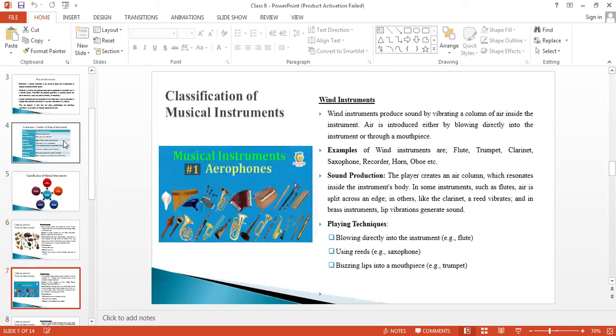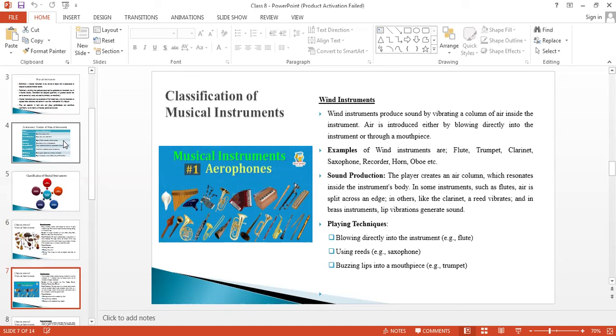The wind instrument produces sounds by vibrating a column of air inside the instrument. Examples of such instruments are flute, trumpet, clarinet, saxophone, recorder, horn, and more. These sounds are produced when the player creates an air column which resonates inside the instrument's body, and the playing technique is blowing directly into the instrument, like flutes.